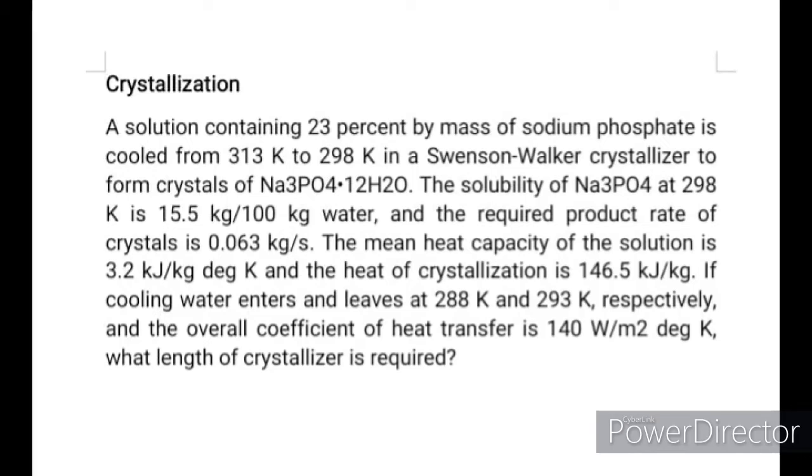The mean heat capacity of the solution is 3.2 kilojoules per kilogram degree Kelvin, and the heat of crystallization is 146.5 kilojoules per kilogram. If cooling water enters and leaves at 288 Kelvin and 293 Kelvin respectively, and the overall coefficient of heat transfer is 140 watts per square meter degree Kelvin, what length of crystallizer is required?